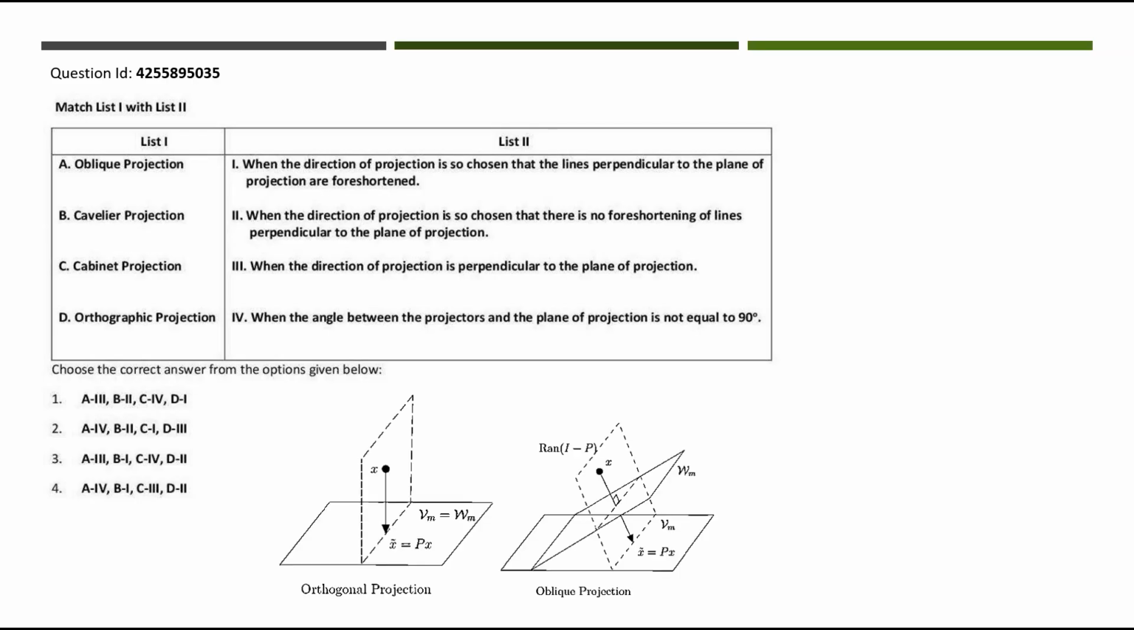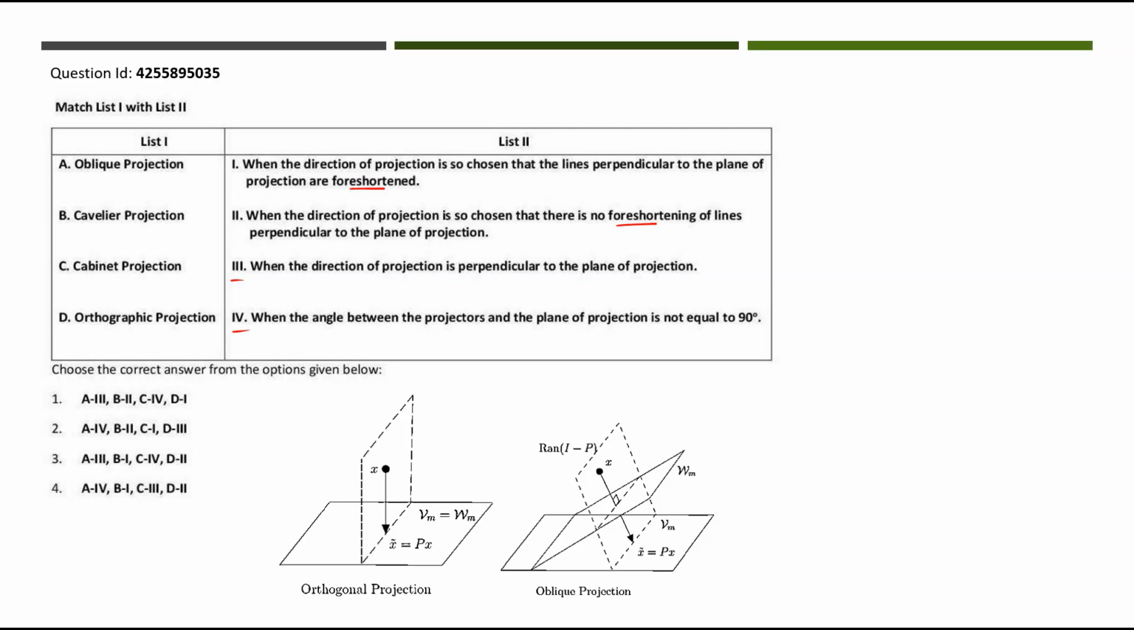This is orthogonal or orthographic projection and this is oblique projection. Here we have a term called foreshortened, no foreshortening. In projection, generally we don't have this foreshortening and all. Foreshortening means getting shorter than the usual one. So we don't have that term. So we will see about 3 and 4 now.